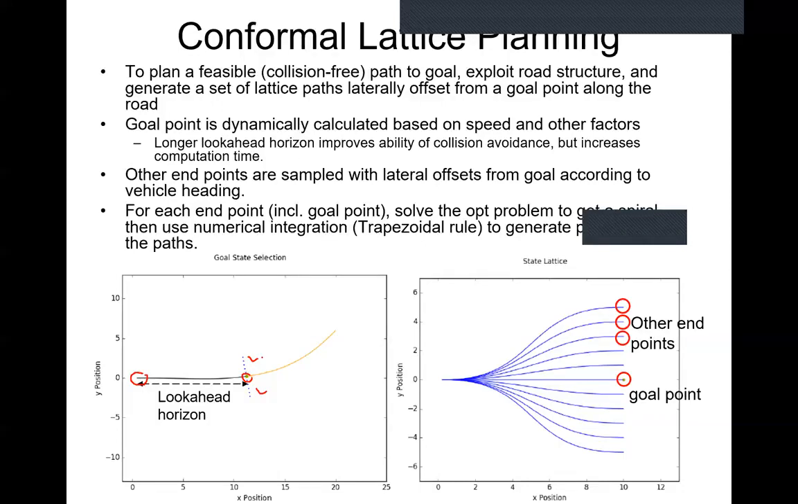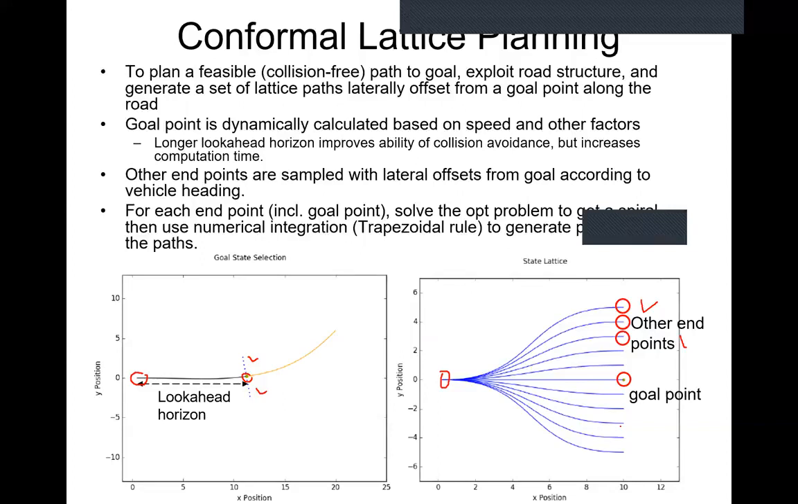For each endpoint, including the goal point, you solve the optimization problem to get a spiral-based path, a spiral for the curvature, and then use numeric integration to generate the path. So for this example, you start from this point, and then you generate a set of paths to the goal point as well as to the other endpoints within the look-ahead horizon.